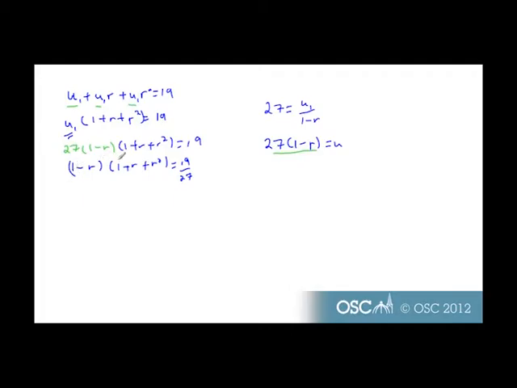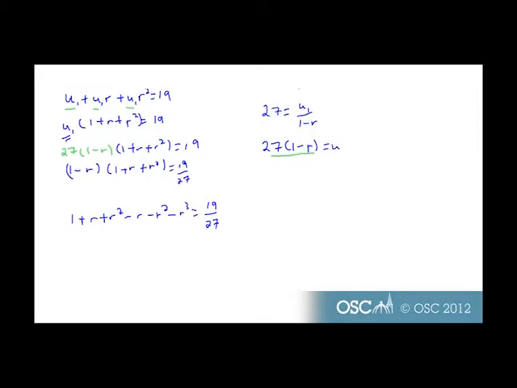Once you expand this side, you notice something very nice happens. So 1 plus the common ratio plus the common ratio squared, and then watch what happens here. You have subtract r, subtract r squared, subtract the common ratio cubed, is 19 over 27. Now this is quite nice because once you do that, you notice a bunch of stuff cancels out. And we're left with a nice cubic expression. 1 minus r cubed is 19 over 27. This you could factor, but it's not going to help you too much.